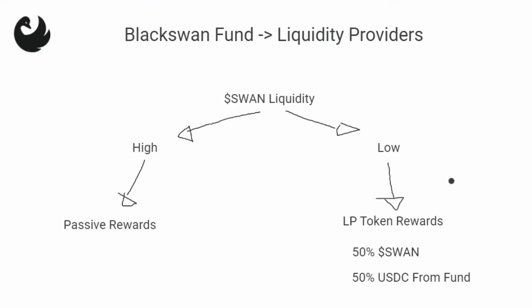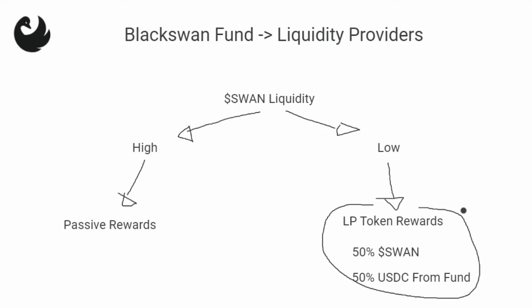So think about it this way. Currently, if you are staking your LP tokens in a program, you will most likely be receiving these passive rewards, as I mentioned before, with a majority of programs. However, how Blackswan works is when the liquidity is lower, you will receive more aggressive rewards. In other words, you will receive a much higher incentive in order to provide liquidity for the token. And this incentive will come in the form of LP tokens, which is made up 50% of SWAN and 50% of USDC from the Blackswan fund.